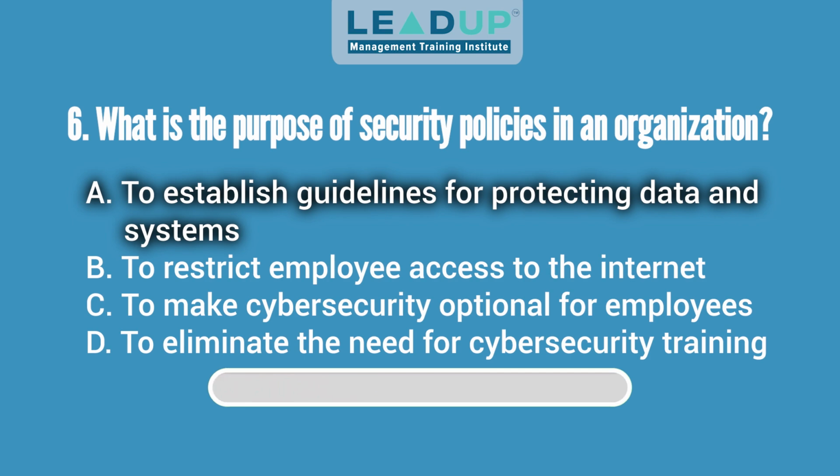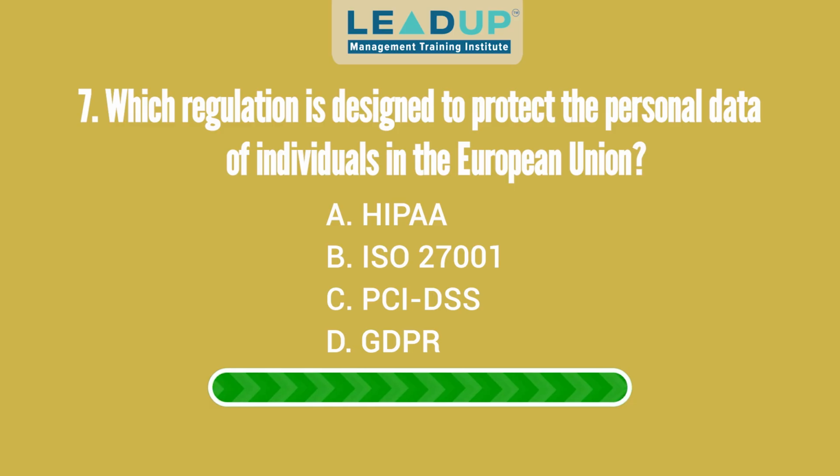Answer: to establish guidelines for protecting data and systems. Question 7. Which regulation is designed to protect the personal data of individuals in the European Union? A. HIPAA. B. ISO 27001. C. PCI DSS. And D. GDPR.